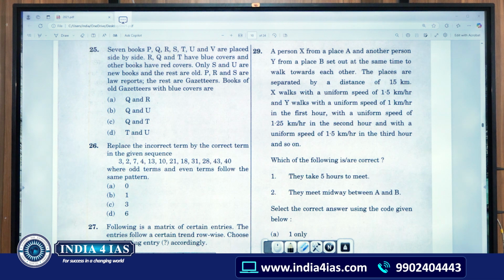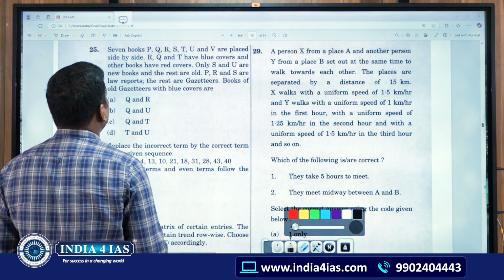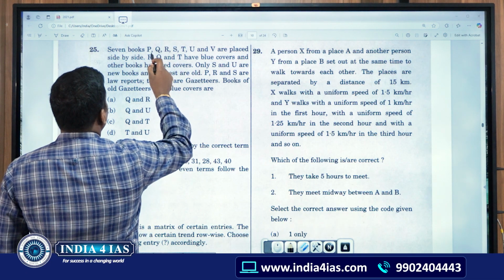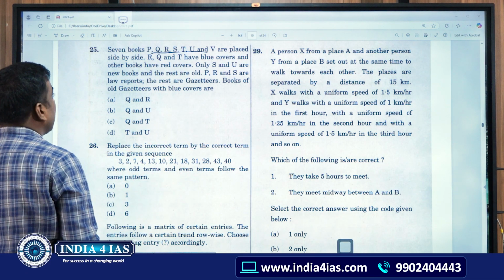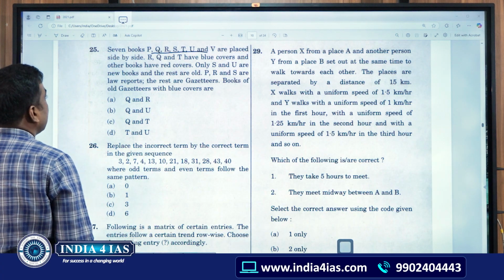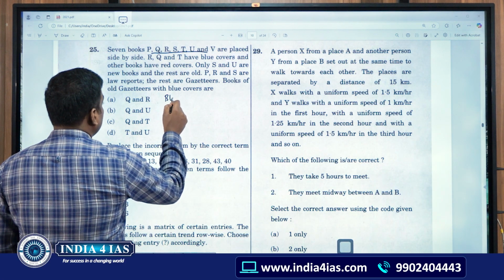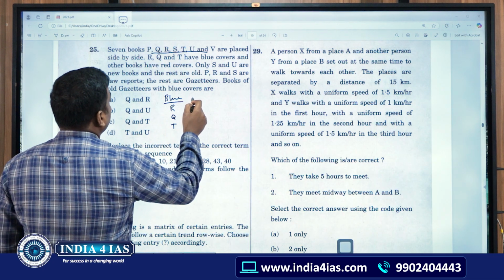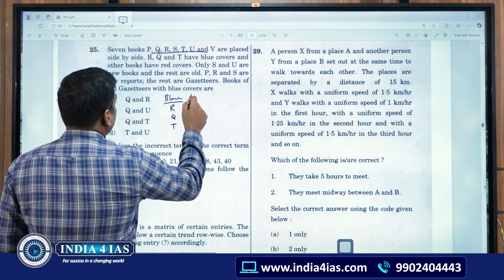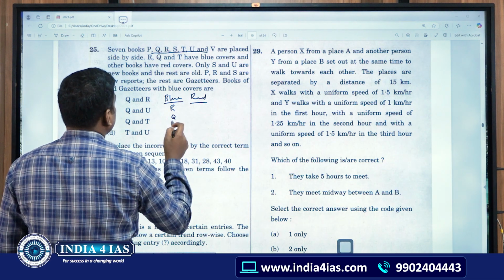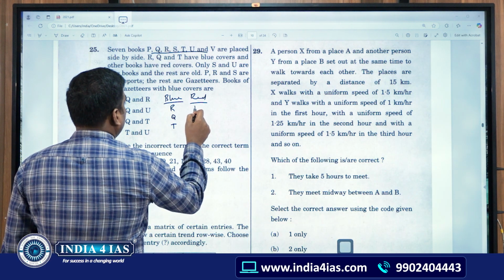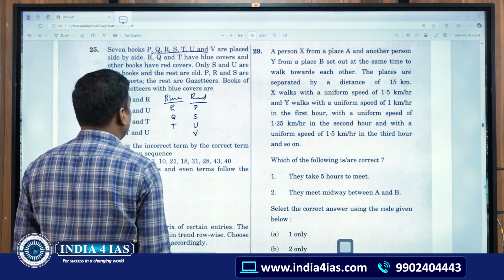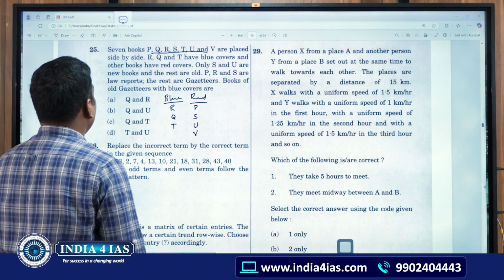Next one, 25th question. 7 books P, Q, R, S, T, U, V are placed side by side. R, Q, T have blue covers and other books have red covers. So blue is for R, Q, T and red is for the others. Only S and U are new books.